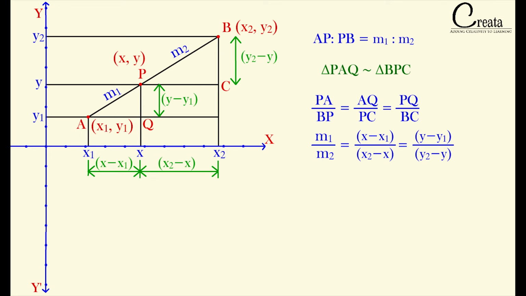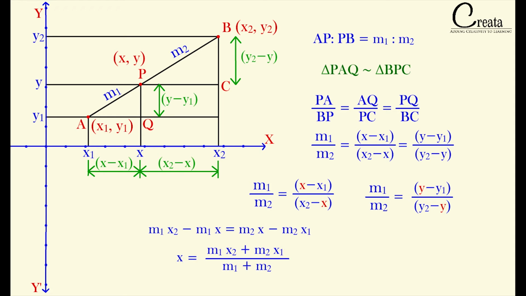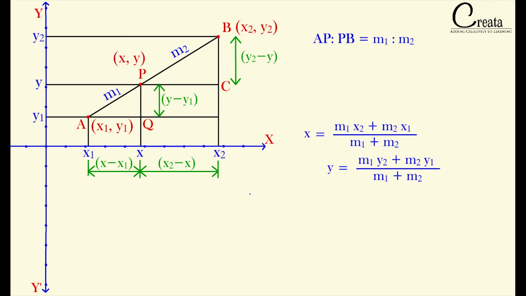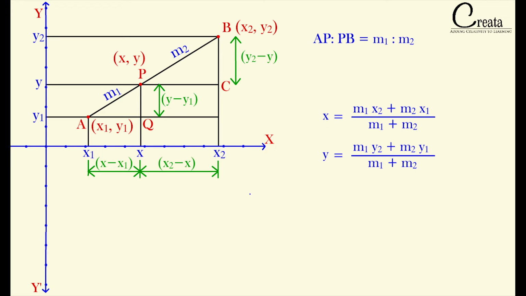Further, if we take these two parts and these two parts separately, we got two separate equations. Here in the first equation the variable is x, and in the second equation the variable is y. Let's solve both of these equations separately, and we got the value of x as m1 x2 plus m2 x1 upon m1 plus m2. Similarly, we got y as m1 y2 plus m2 y1 upon m1 plus m2. We got the value of x and y, that is, we got the coordinates of the point P.